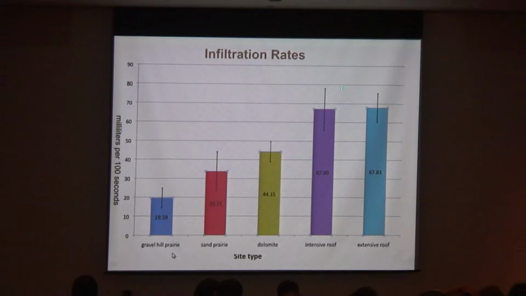As you can see, for the site type with infiltration rate, for the green rooftops the intensive and extensive are very similar, however extensive a little bit more. And the other 3 are from prairies. And this line right here is a standard deviation of error, which would remove any biased values.